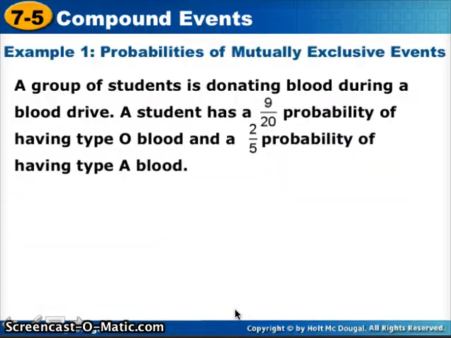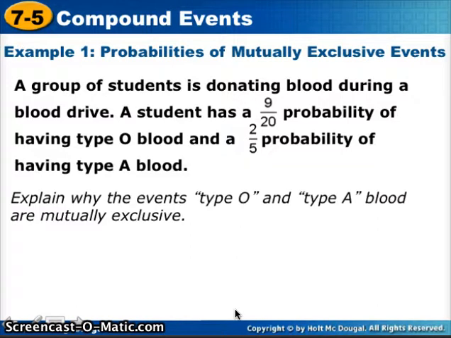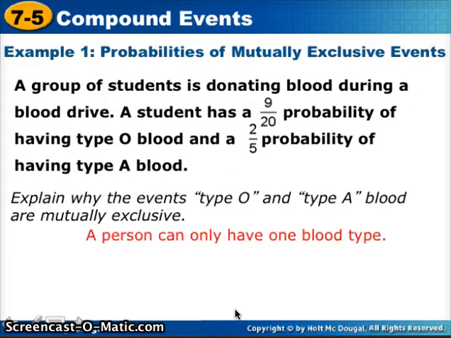So, example: a group of students is donating blood during a blood drive. A student has a 9 out of 20 probability of having type O blood and a 2 out of 5 probability of having type A. Explain why events O and type A blood are mutually exclusive. Okay, well, they're mutually exclusive because they cannot both happen at the same time. Either you have type A or you have type O. A person can only have one blood type, so they are mutually exclusive events.